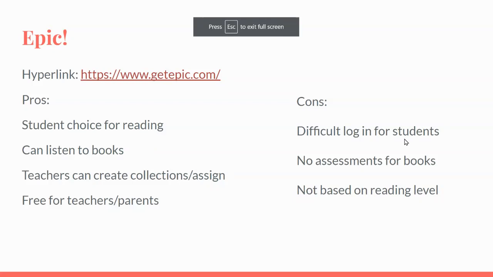Okay, this is about Epic. Epic is similar to RazKids, but my kids definitely like it a lot more because it is student choice for reading. So they're able to choose any book that interests them, and it's not really based on their reading level. They can listen to certain books. Not all books have audio, which I don't prefer, but it is awesome that they can listen to some.